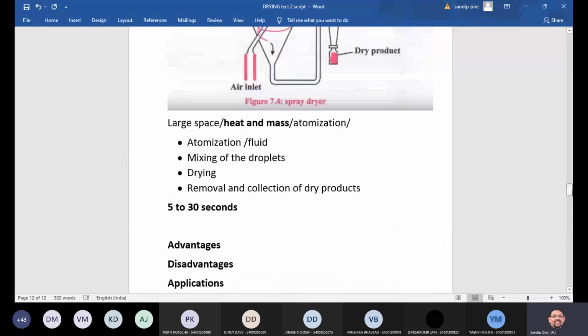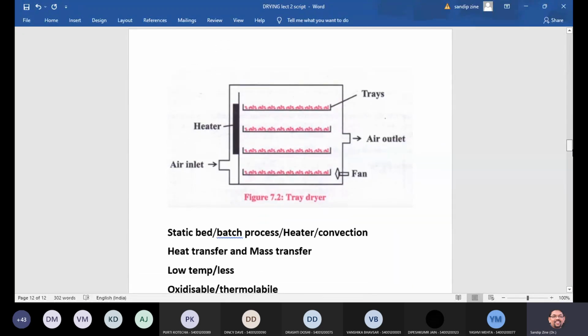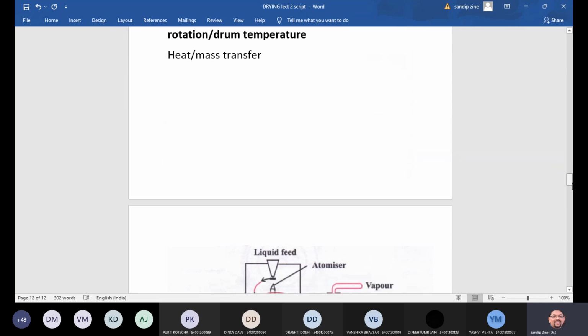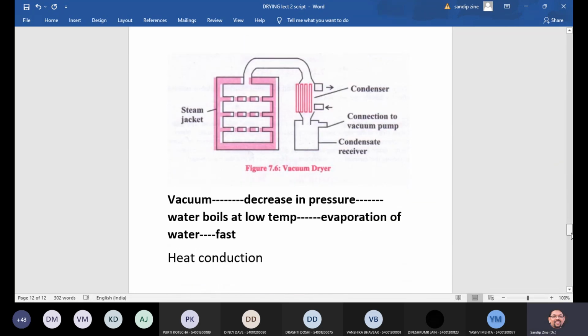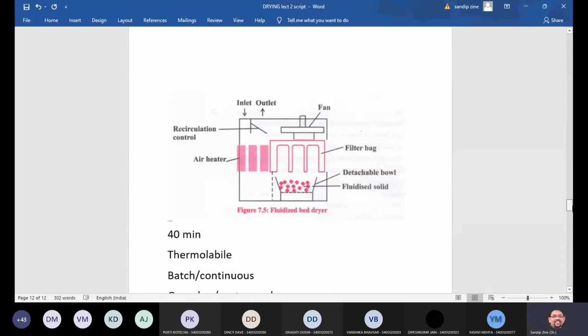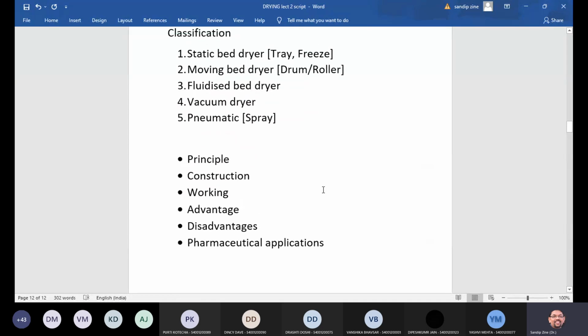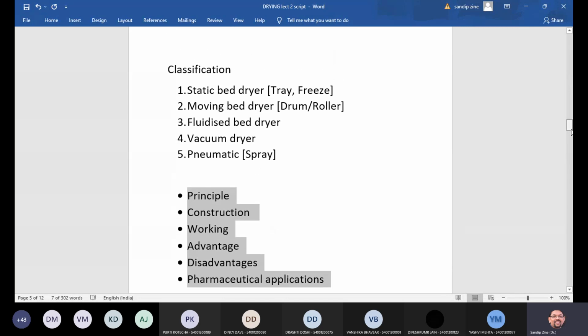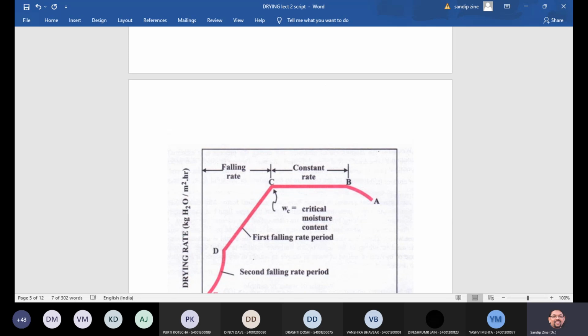In examination, the pattern of the question will be there, isn't it? So hardly we have a tray dryer, drum dryer, then spray dryer, fluidized bed dryer, and vacuum dryer. And you have to study all these dryers based on some pointers, and these pointers are principle, construction, working, advantages, disadvantages, and pharmaceutical applications of these dryers. And some terminologies, whatever we have seen earlier.